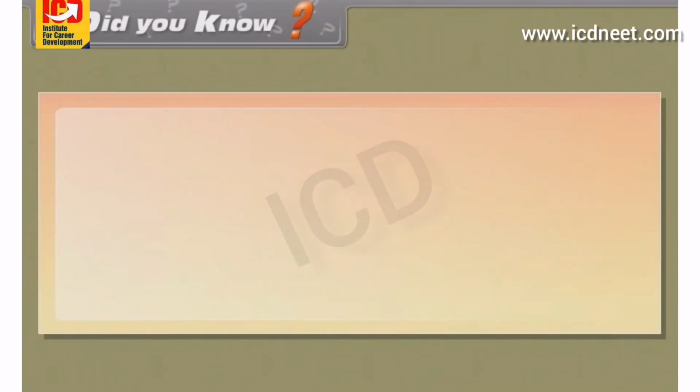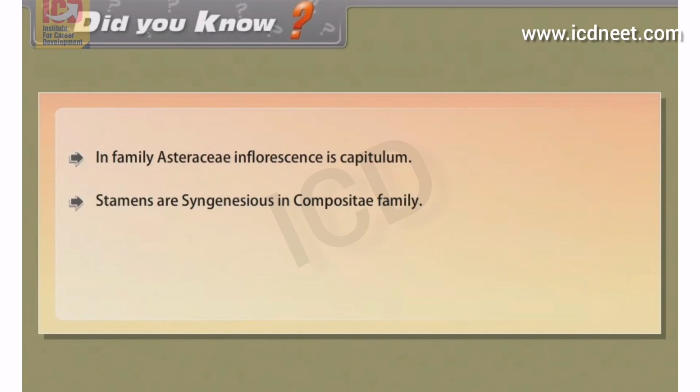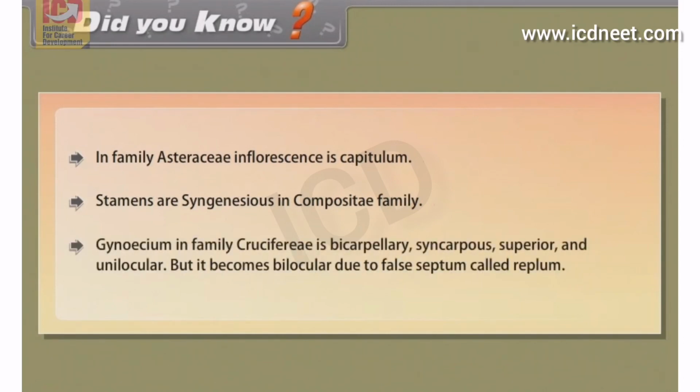Did you know, in family Asteraceae, inflorescence is capitulum. Stamens are syngenesious in composite family. Gynoecium in family Cruciferae is bicarpellary, syncarpous, superior and unilocular, but it becomes bilocular due to a false septum called replum.